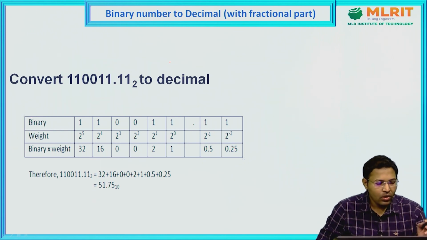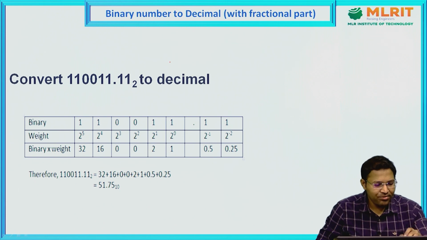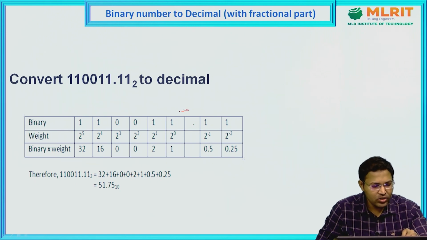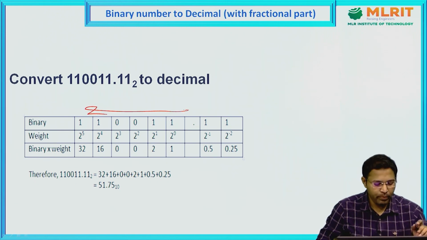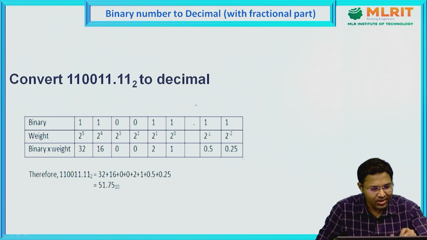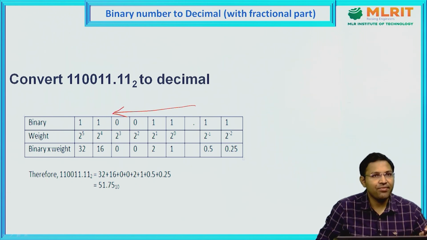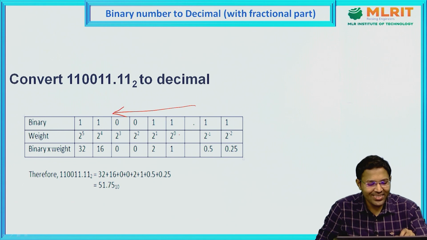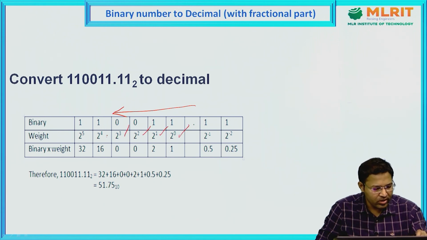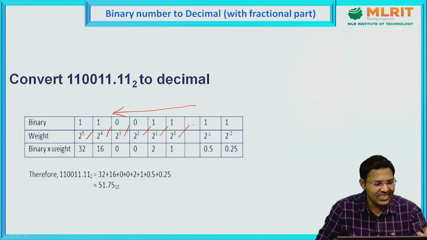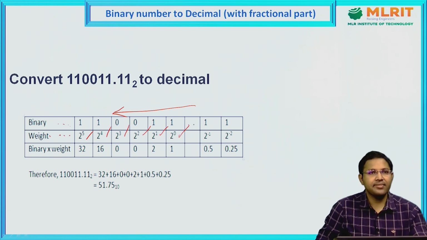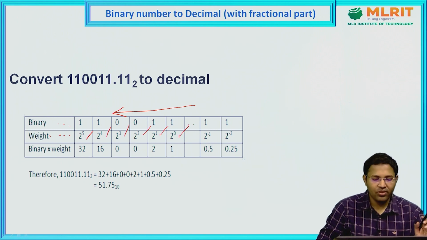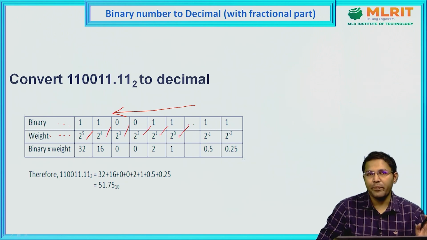So let us see what we are doing for the values to the left of the point. So what are we doing to the values to the left of point? We are continuously multiplying with 2 power 0, 2 power 1, 2 power 2, 2 power 3, 2 power 4, 2 power 5 until we are reaching n. Suppose if we had more digits, then we will continue this. Right, we don't have, so we are going to stop with 2 power 5.